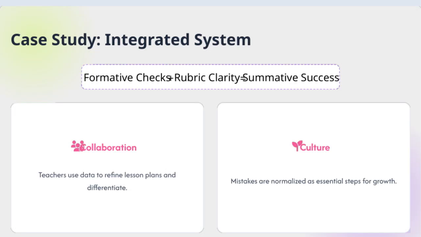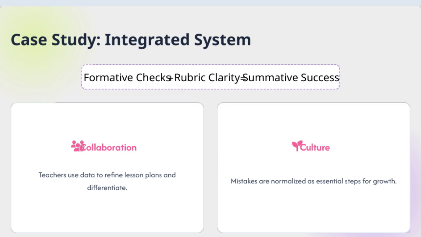Mistakes are normalized as essential steps for growth. In our culture, we see mistakes not as failures, but as opportunities to learn and improve. Teachers, for example, use data to refine their lesson plans and to differentiate instruction, making sure each student gets what they need to succeed. Collaboration is key here. Working together helps us identify what's working and what needs adjustment.